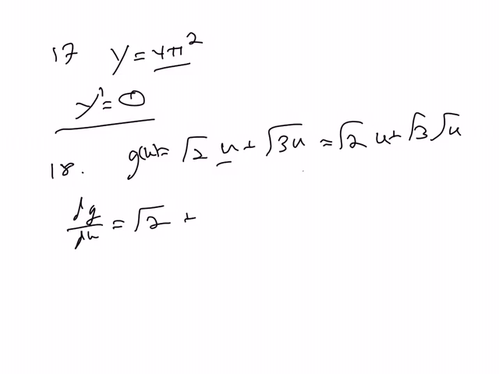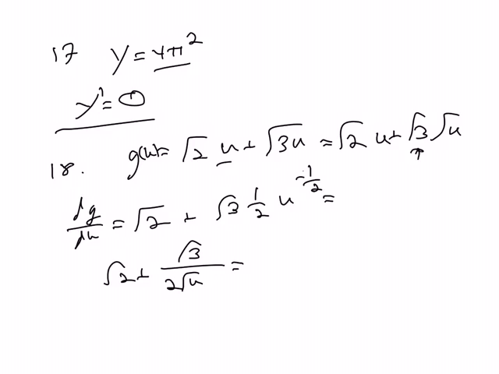So now dg over du is that plus the square root of 3 times 1/2, right, because now 3 is a constant, 1/2 u to the negative 1/2, which is then equal to the square root of 2 plus the square root of 3 over 2 times the square root of u, which is equal to the square root of 2 plus this 1/2 square root of 3 over u, which is correct.